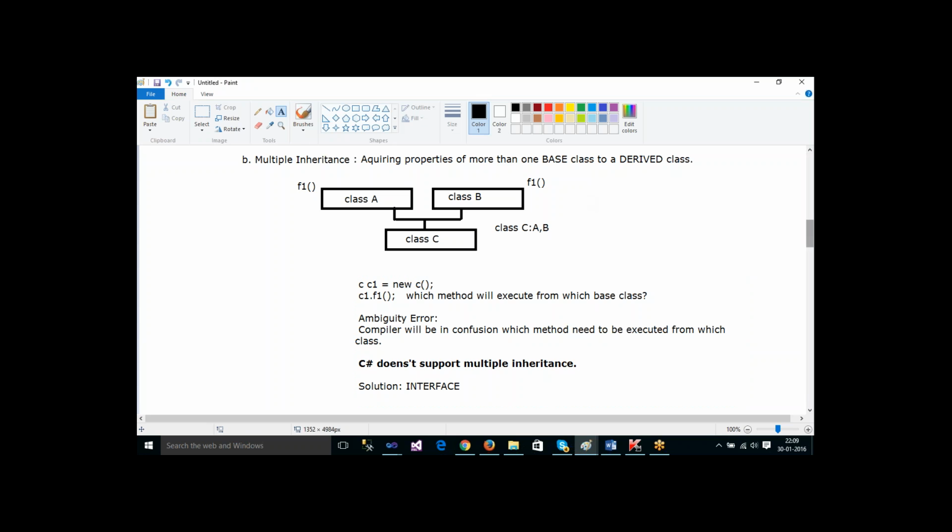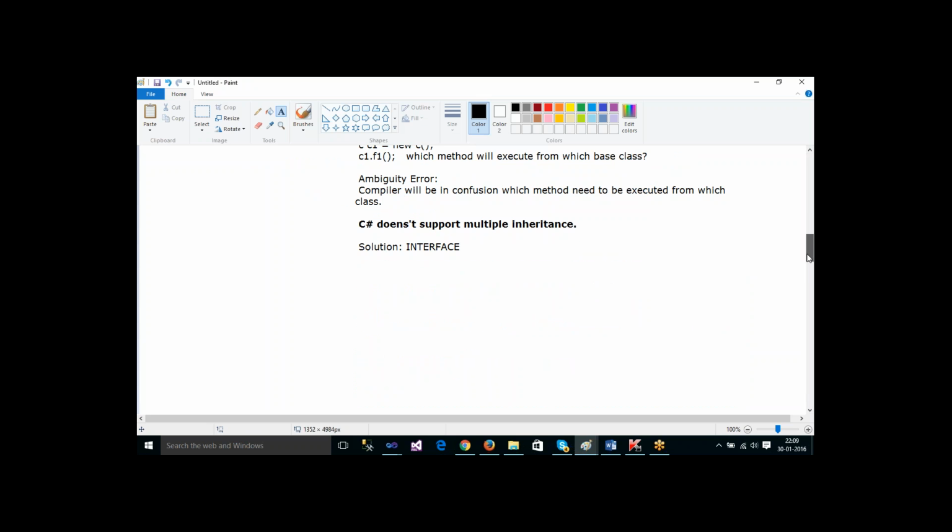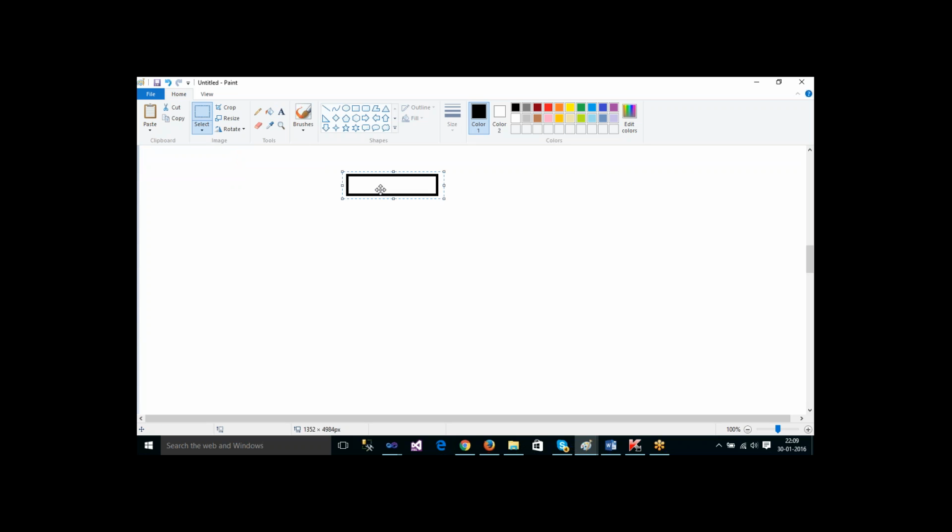I'll take interface. Now, one more type is that you need to answer now. That is called multi-level.